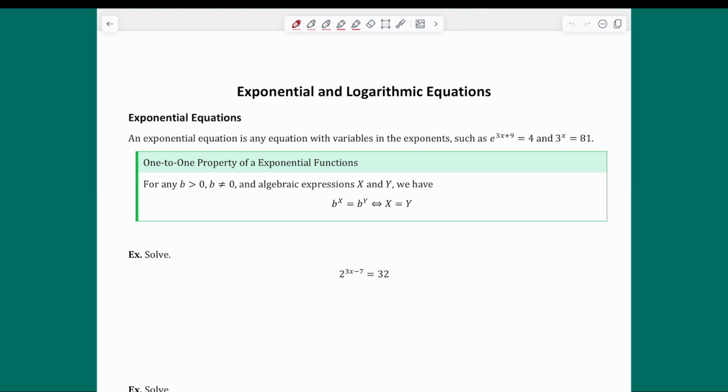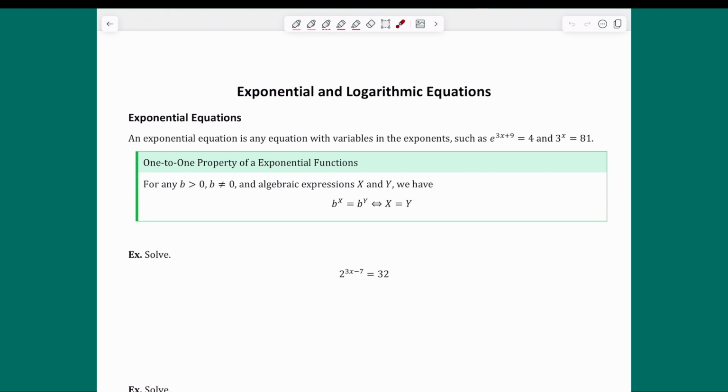To solve an exponential equation, one particular property of exponential functions is the one-to-one property. The fact that an exponential function is one-to-one says the following. For any b greater than 0, b not equal to 1, and algebraic expressions x and y, we have b to the x equal to b to the y is equivalent to x equals y. That's basically saying the exponential function is one-to-one. The direction going this way is that it's one-to-one, and the direction going this way is that it's a function.